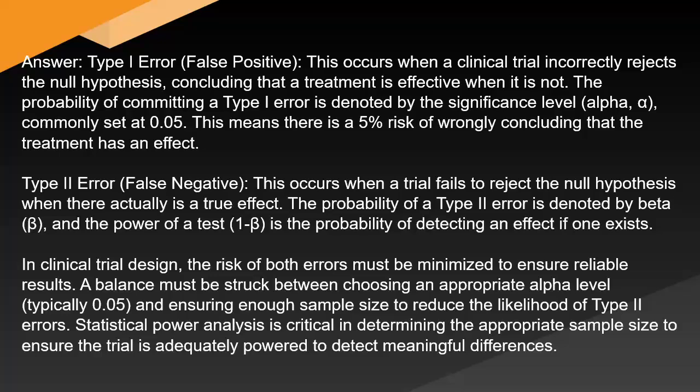The probability of committing a Type I error is denoted by the significance level alpha, commonly set at 0.05. This means there is a 5% risk of wrongly concluding that the treatment has an effect. Type II error, false negative.